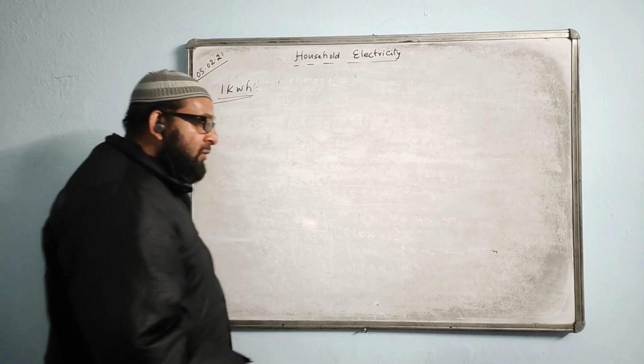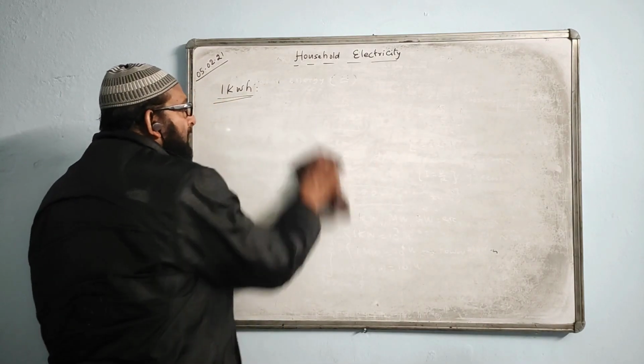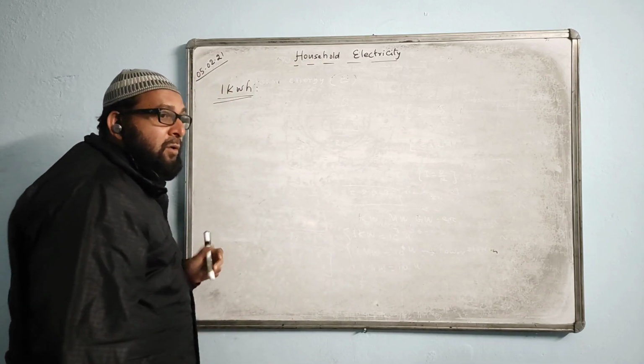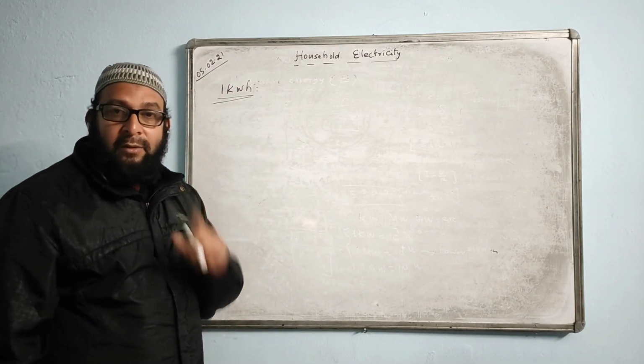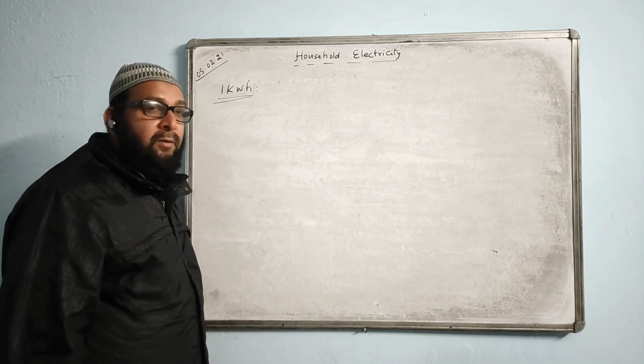You will find this in the notes also. First you understand. You need to use an electric appliance of power 1 kilowatt or 1000 watt and we are using that appliance for 1 hour. Then the energy consumption will become 1 kilowatt hour.